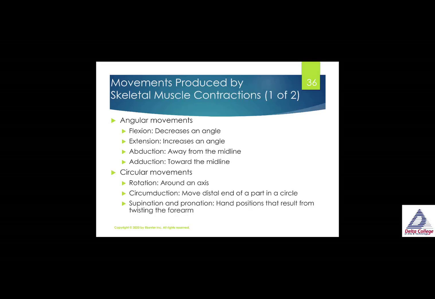Circular movements are known as rotation, circumduction, supination, and pronation. Rotation is around an axis. Circumduction is moving the distal end of a part in a circle. Supination and pronation are hand positions that result from twisting the forearm. Supination is when the palms of the hands are up, and pronation is when you turn them and the palms of the hands are down.